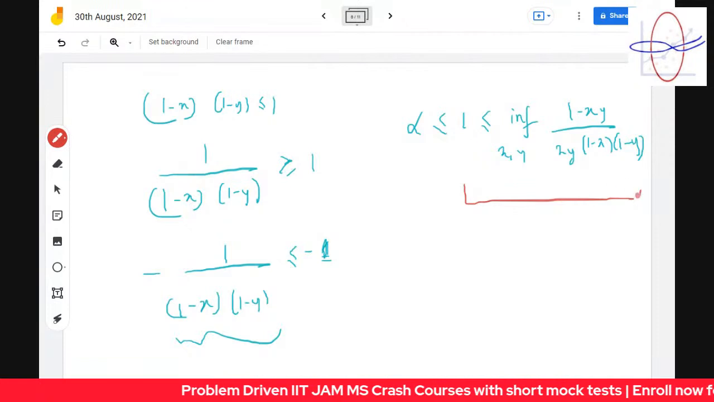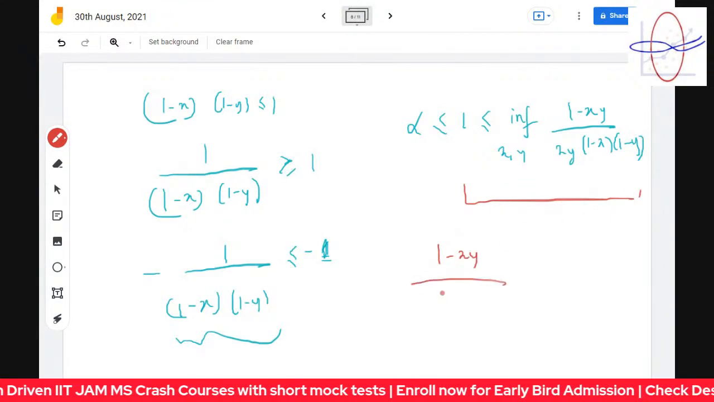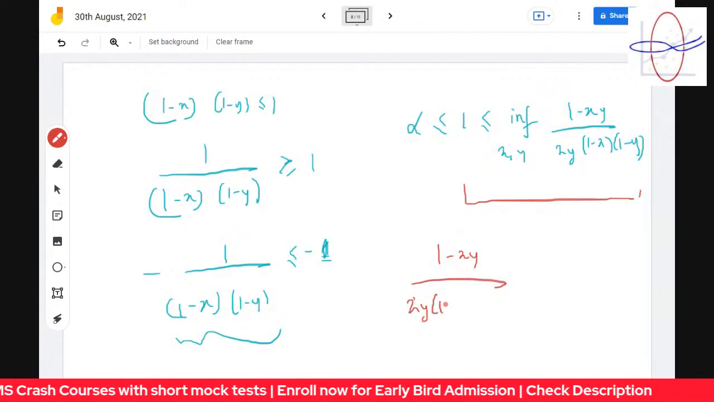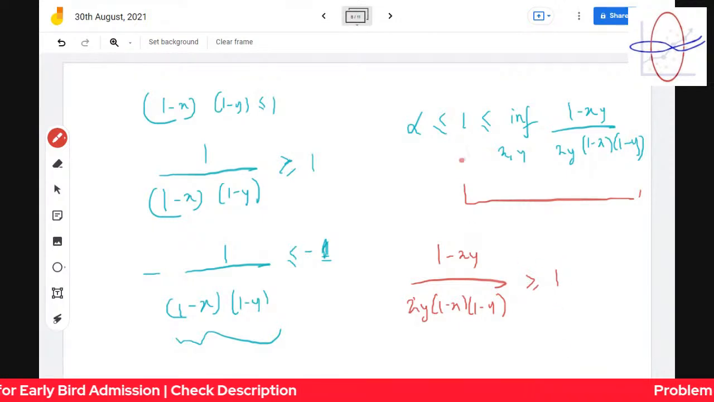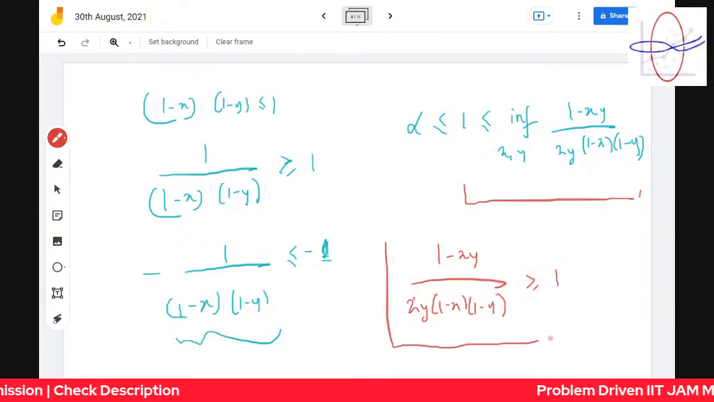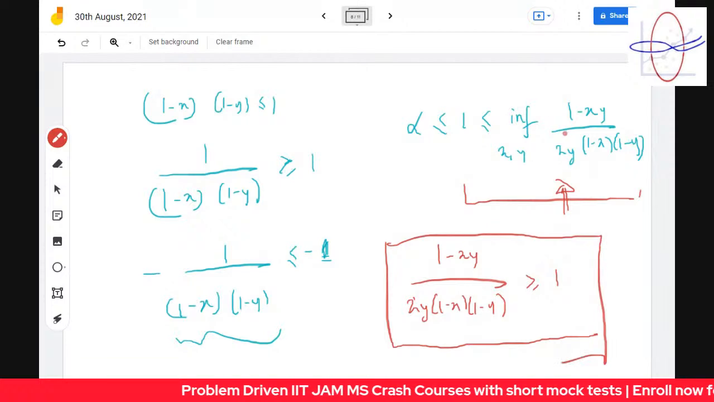So to show this, you can also show that (1 minus xy) by (x minus y) for all xy values is greater than or equal to 1. Then their minimum will also be greater than or equal to 1, right? So their infimum will also be greater than or equal to 1. That's what we need to show here, right? So if we can show this, then we will show this.